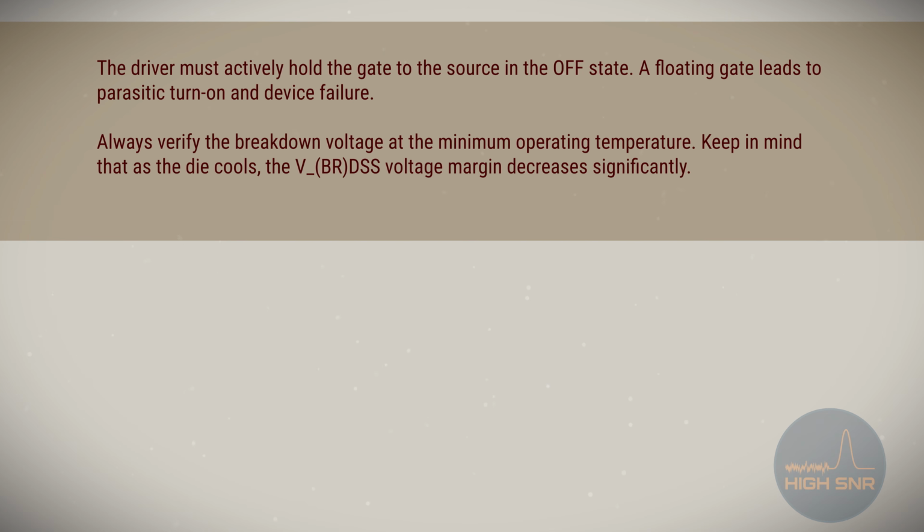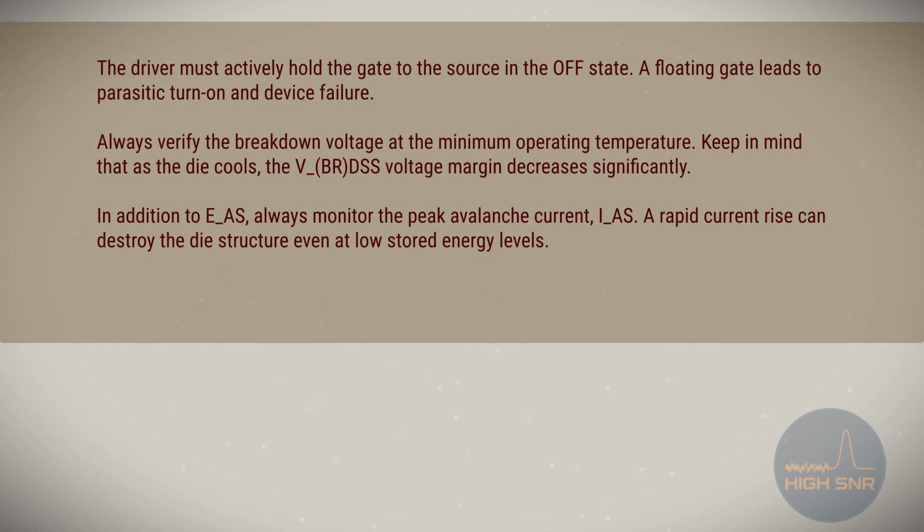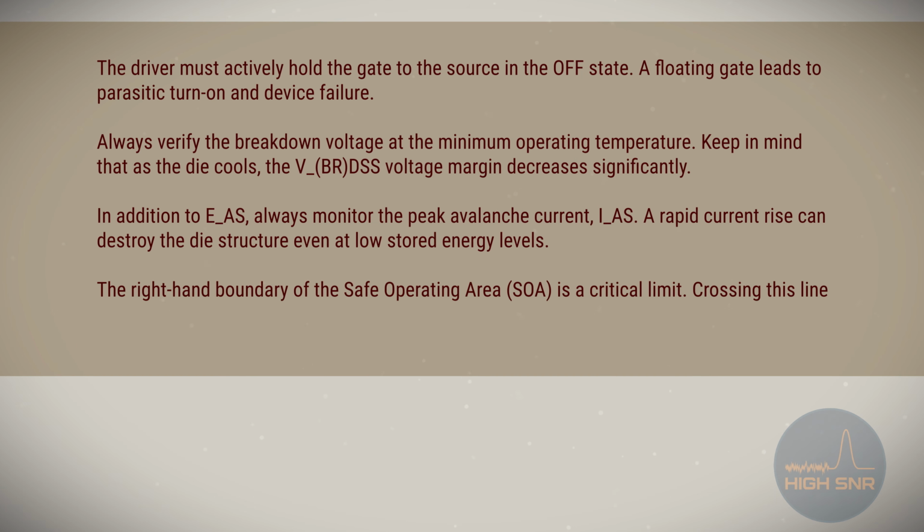Number 3. Total energy is definitely not everything. Do not let yourself be fooled by the single pulse avalanche energy specification. You must always cross-reference it with the avalanche current graphs. A very fast transient strike carrying a massive peak current will instantly kill the transistor, even if the total deposited energy was relatively low. Number 4, stay as far away from the boundary as possible.